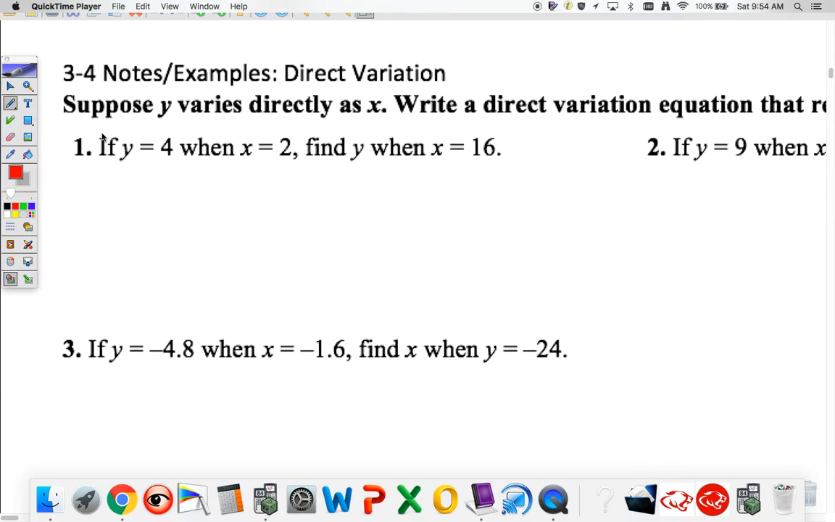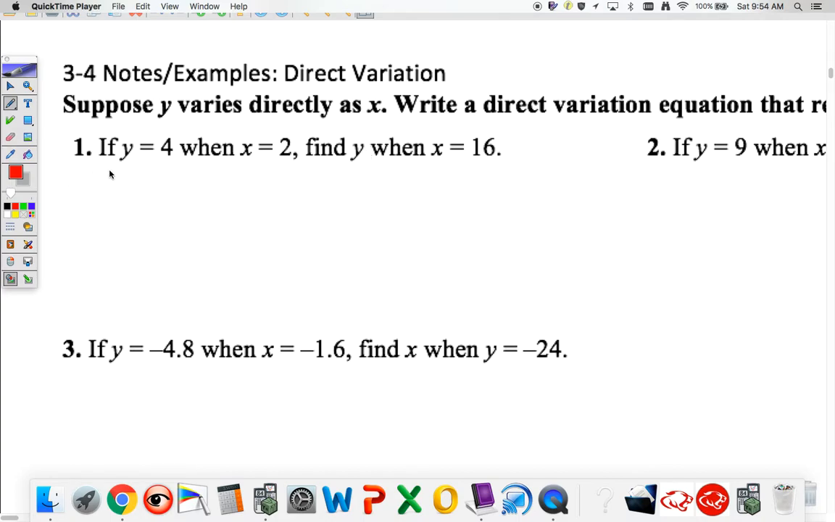The 3-4 notes, this is going to go over direct variation. So it says, suppose y varies directly as x. Write a direct variation equation that relates x to y, and then solve. So we're going to do two things. One, we're going to figure out what y is. And then the second thing we're going to do is we're going to write an equation. Both these things are on your test.